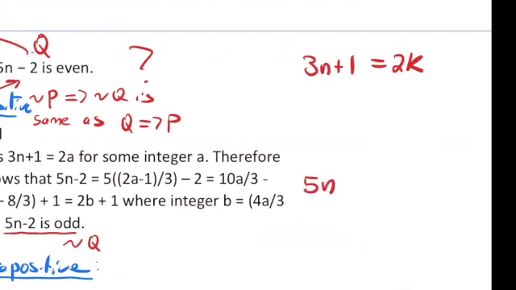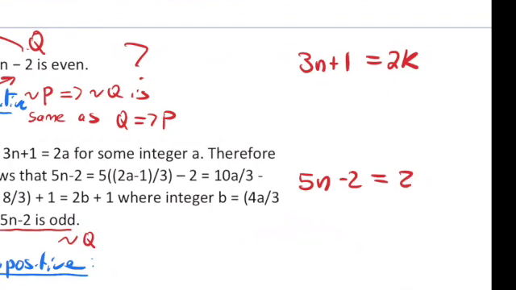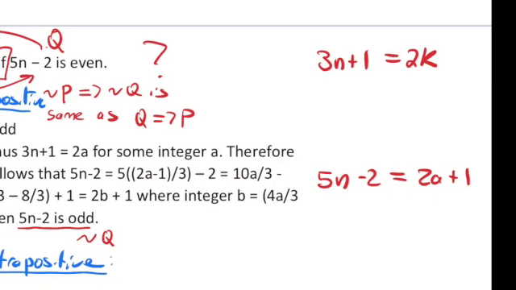And I want to show something about 5n minus 2. Shouldn't use n here. I want to show that this is going to result in something odd. I don't need to solve for n to get there, right? What I need to do is show that 5n minus 2 has a certain form.